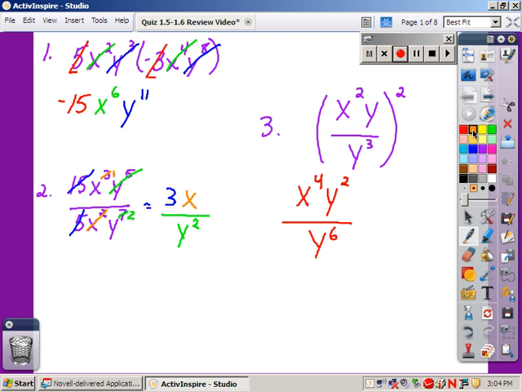Now with that answer, you can look at this problem and how we cancel out things. These two y's right here will cancel all but 4 of these, leaving 4 on the bottom. So we have x to the 4th on the top and y to the 4th on the bottom. And these 3 are done.